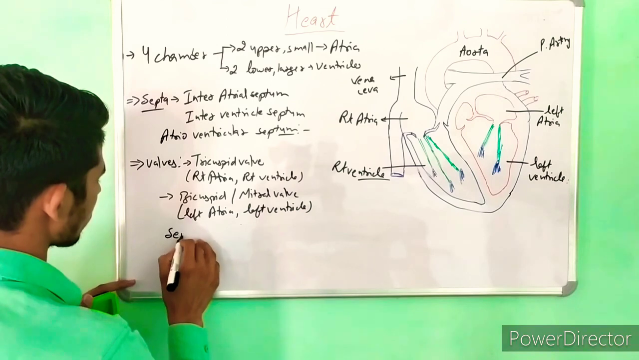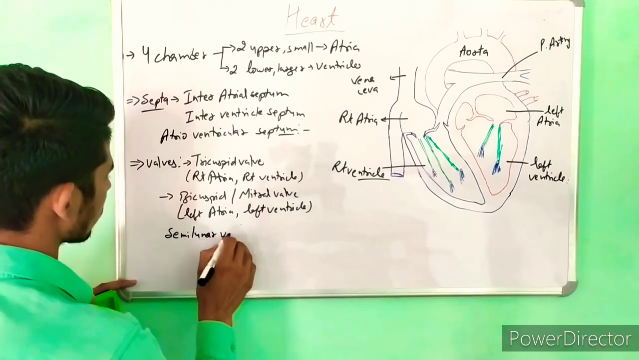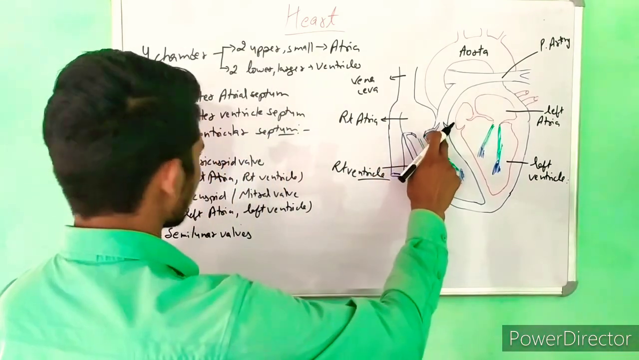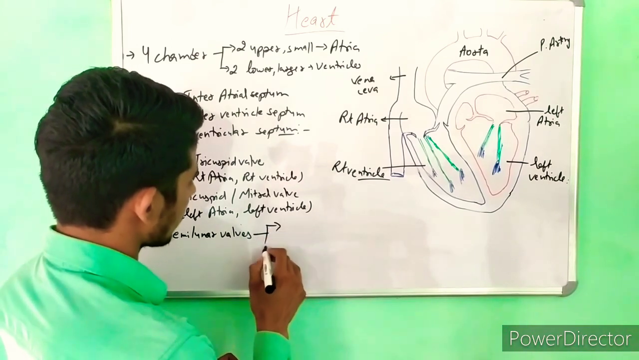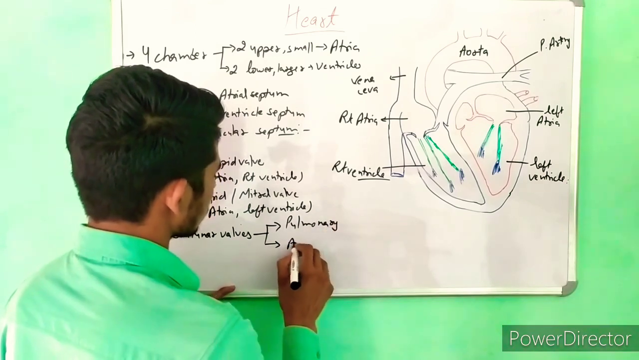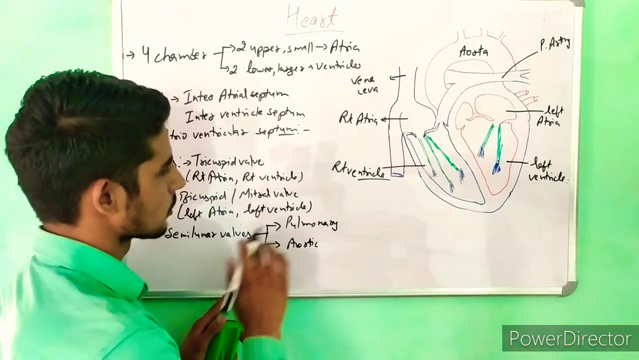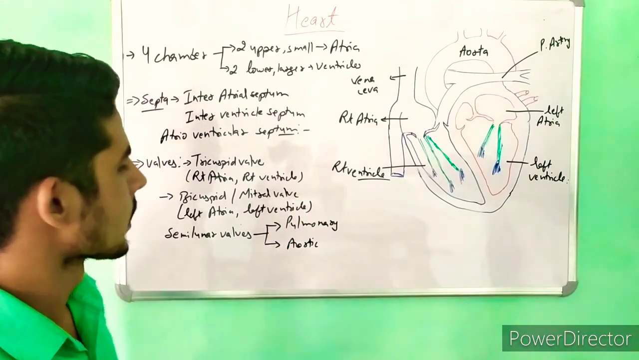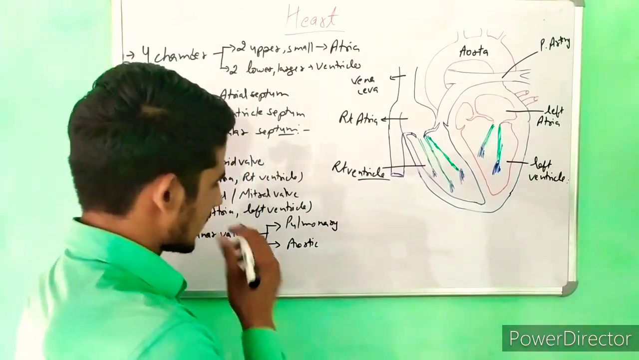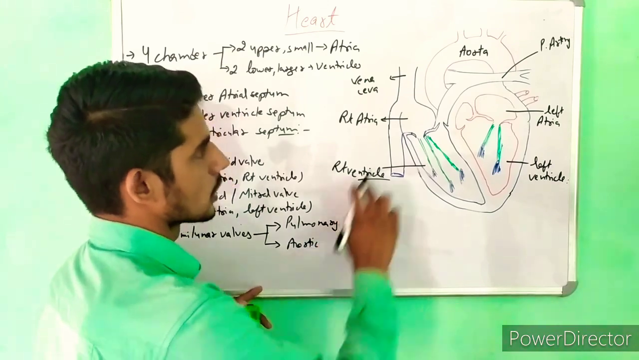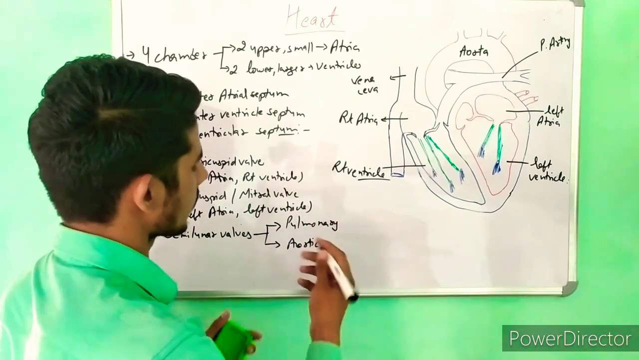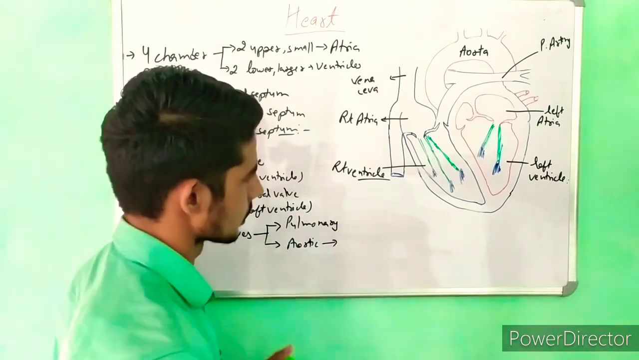Semilunar valves are of two types, pulmonary and aortic. Pulmonary semilunar valve is present at the right ventricle, whereas aortic semilunar valve is present in the left ventricle. This valve leads to the flow of the blood to the aorta, which goes outside the heart and flows all over the body.